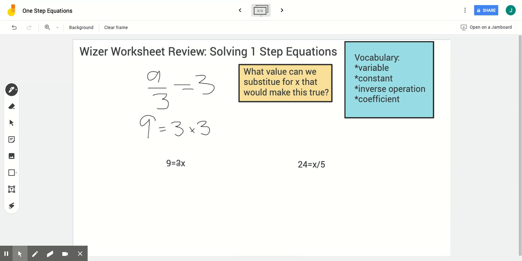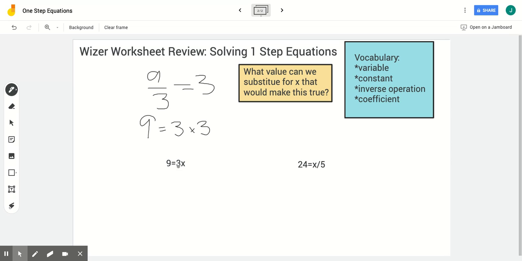To do that, we have to use our inverse operations again. Like in the last examples, we were talking about how the opposite of adding is subtracting and the opposite of subtracting is adding. With these inverse operations, we are looking at the coefficient, the number in front of x. So the coefficient for this first example is 3. That's the number right in front of x. So we need to divide by the coefficient.